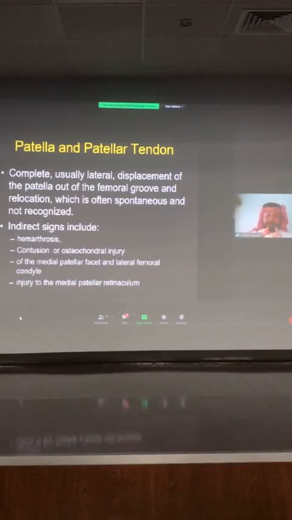But this subject is actually deeper than that, because you have to assess the extensor mechanism and see if this patient has a high-riding or a low-riding patella, which we call patella alta or patella baja.